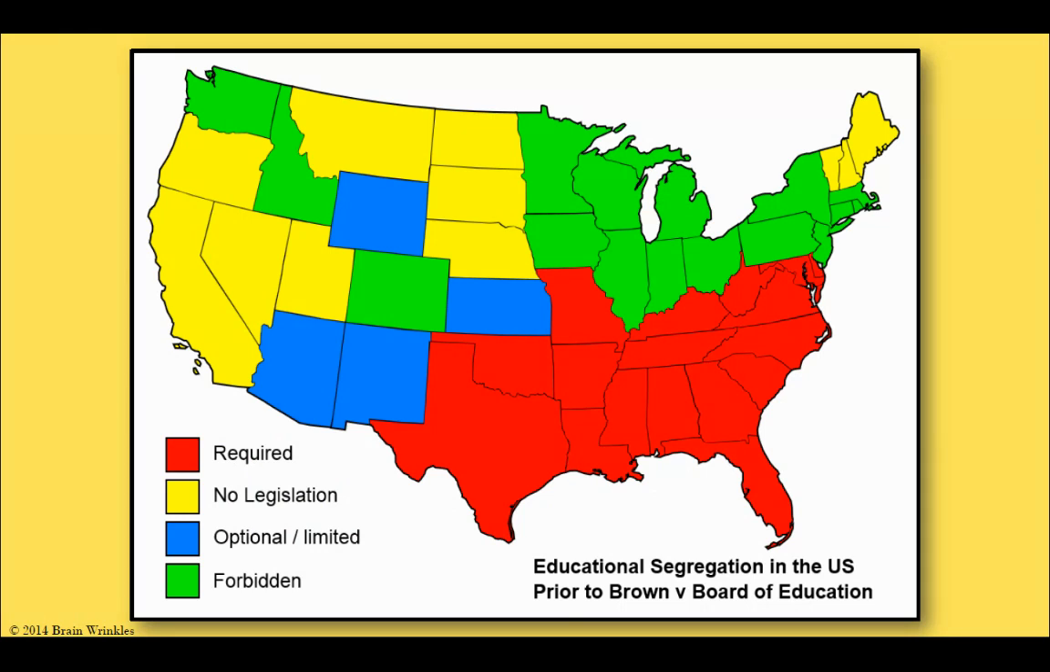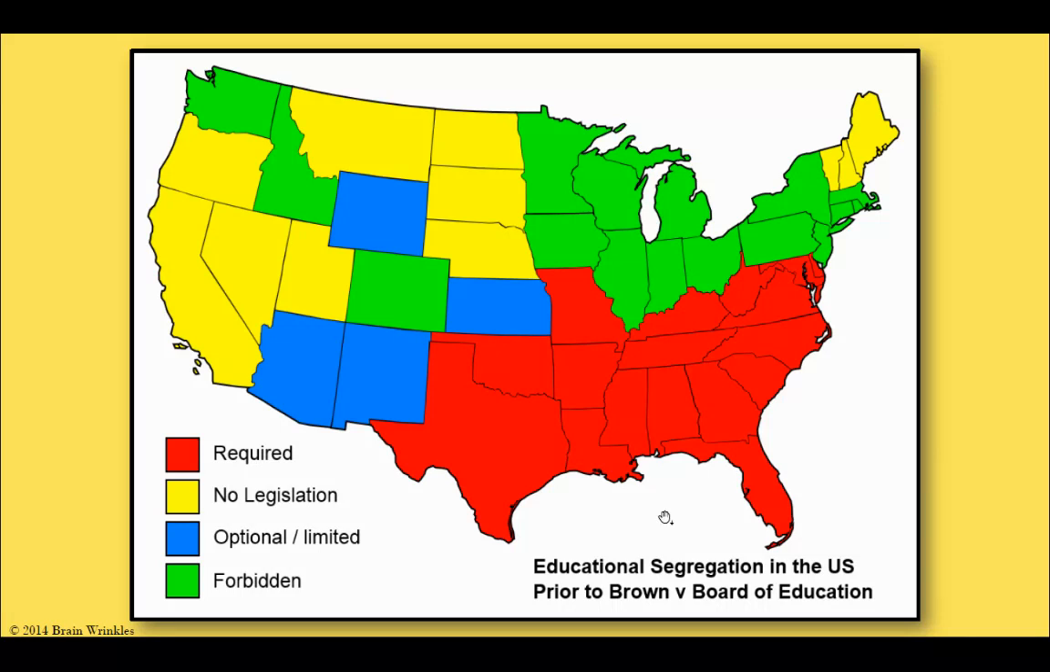Okay, so this map is showing educational segregation in the U.S. prior to Brown versus Board of Education. In the South, in these red states, educational segregation was required. That means every state in this area was required to separate African Americans and whites when they went to school.